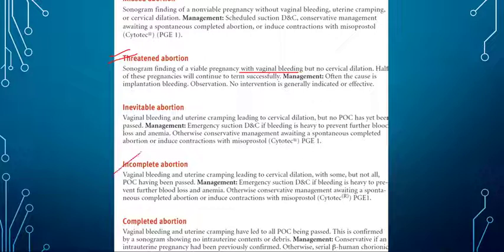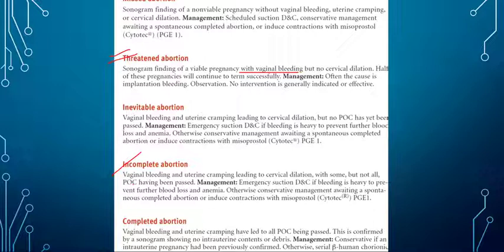After threatened miscarriage, then there is incomplete miscarriage. Incomplete miscarriage causes more bleeding and more pain. So the patient might present to you with severe per vaginal bleeding with severe abdominal pain. Sometimes bleeding can be that heavy that the patient can go into shock.